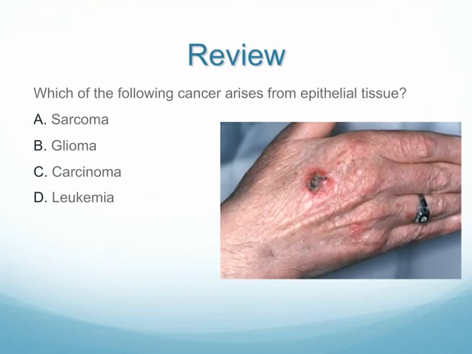Now, hopefully this will be a review of the content you've already read in your book, but which of the following cancers arises from epithelial tissue? Is it sarcoma, glioma, carcinoma, or leukemia? Well, hopefully you were able to pick the correct answer. It is a squamous cell carcinoma.